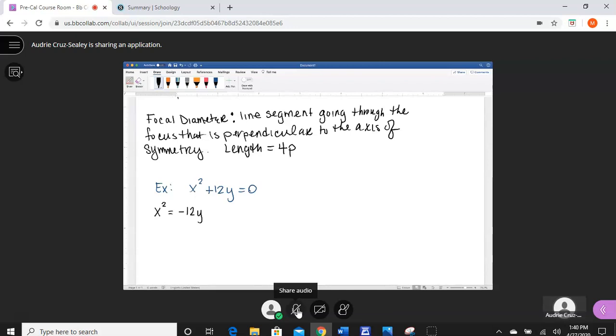Then I'm going to take it a step further, and I want it to look just like this, x squared equals 4py. That's standard form. So if I try to get that to look like that, wouldn't this become x squared equals 4 times negative 3y? We okay with that? So you can see that p is negative 3.